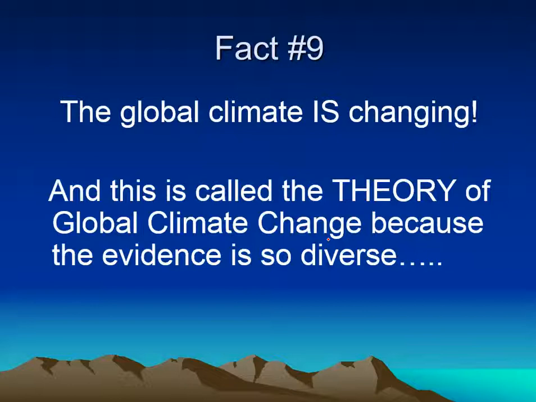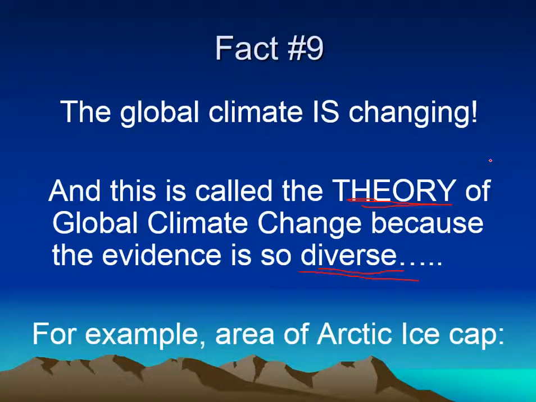And this is once again called the theory of global climate change because in science we only call things theories when there's an overwhelming amount of supporting evidence. And the evidence that supports that climate change is occurring is incredibly diverse. I will just highlight a few examples for you. For example, the area of the Arctic ice cap.